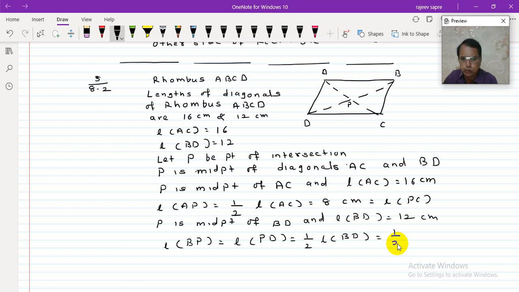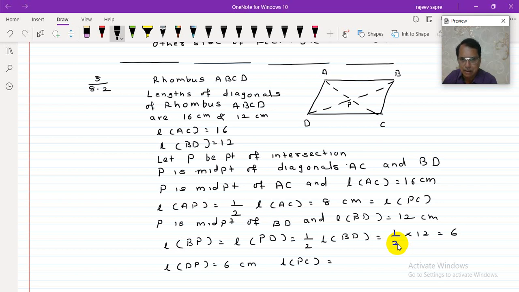See how much BD we have taken? BD 12. So 1/2 into 12, so it is 6. Now I have got two things: length of DP, PD or DP, is 6 centimeters, and length of PC is what? We have written it here. Length of PC, see here, it is 8 centimeters.